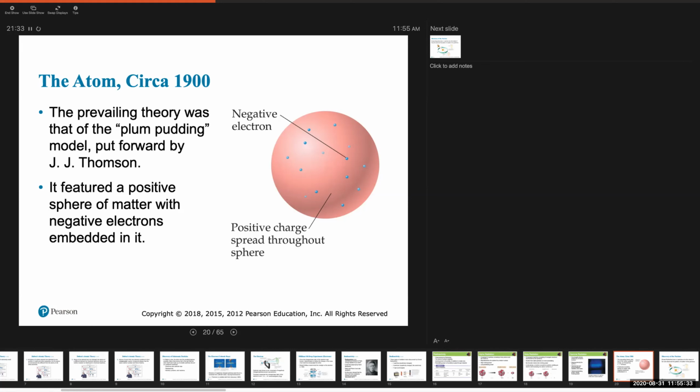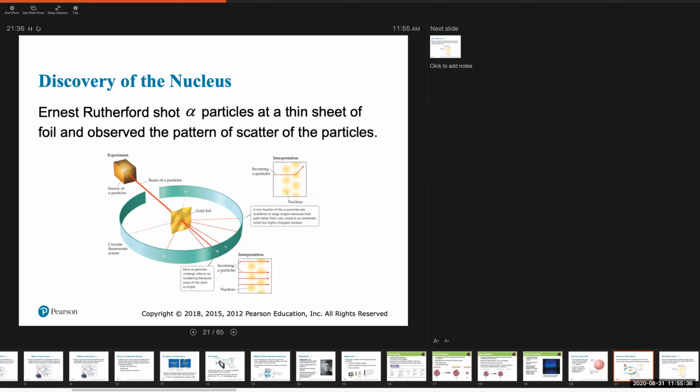Except then some more experiments were done, and a guy named Rutherford used those alpha particles that we talked about just a moment ago from the radioactivity work. He used that and he did an experiment. He had a beam of those alpha particles and he shot them onto gold foil. And then around the gold foil, he had one of our friends, a fluorescent screen, which would detect stuff that hit it. The expectation was it should just pass through and then just be detected on the back end of this circular detector.